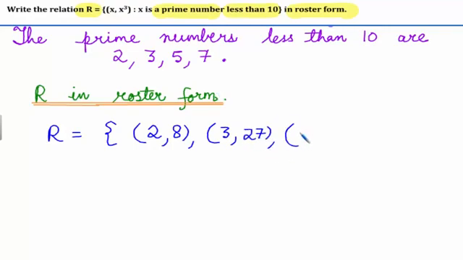Then for the third ordered pair, the first element will be 5, and the second element will be 5 cube, that is 125. And finally, for the fourth ordered pair, the first element will be 7, and the second element will be 7 cube, which is 343. So thus we have listed down the ordered pairs of R. So R is in roster form. So this completes the solution of this question.